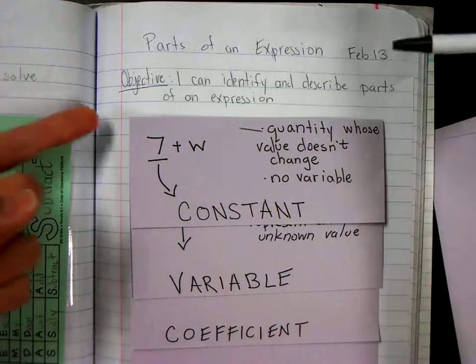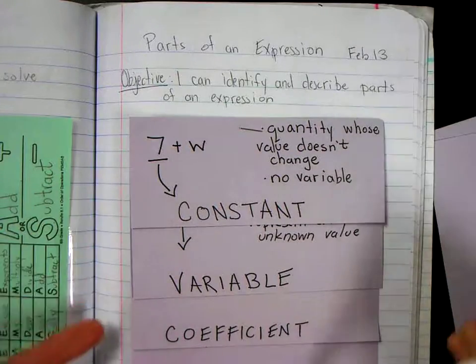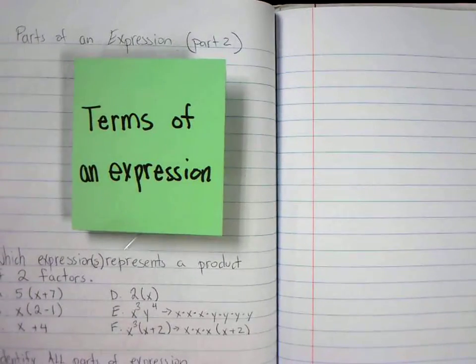This is what we're going to work on today. We're going to write our objective. We're going to make a foldable with some vocab words. We're also going to make a second foldable with some more terms and do some examples.